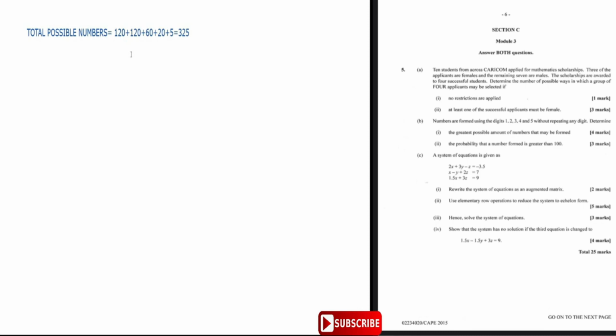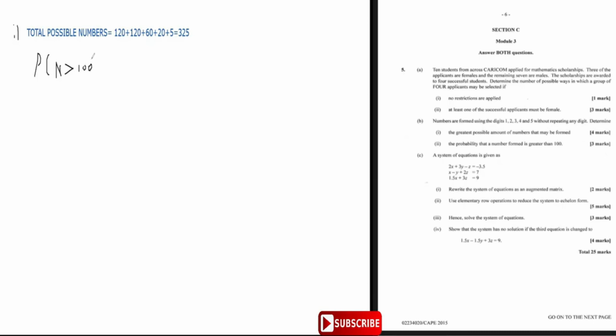Nice and easy. That's part 1. Now the last part says find the probability that a number formed is greater than 100.